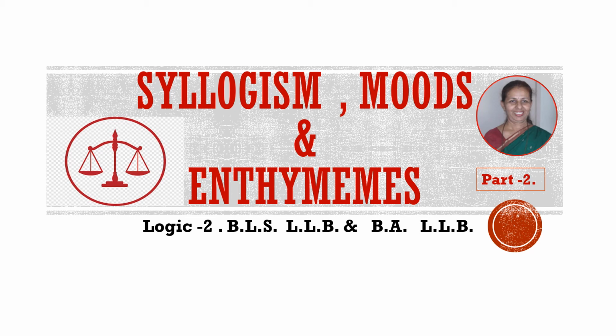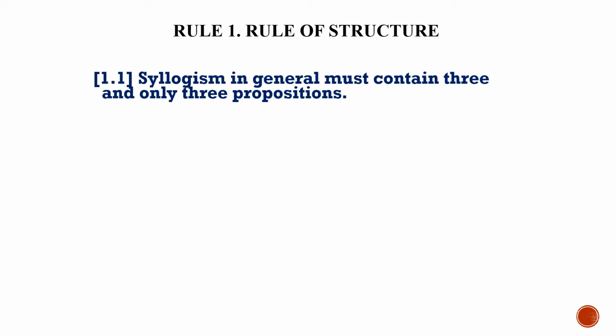Let us do part 2 of syllogism, moods and enthymemes. Here we'll be studying the rules of categorical syllogism. The first rule is the rule of structure.